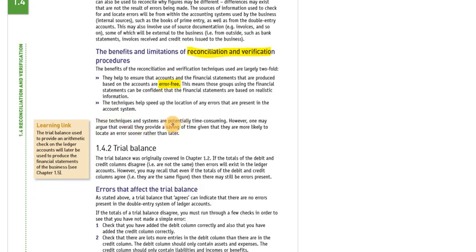These techniques are potentially time consuming. However, one may argue that overall they provide a saving of time, given that they are more likely to locate an error sooner rather than later. So it will be a time-taking procedure to trace all the accounting ledgers, but in the end there are some techniques which an accountant should use to verify whether any error exists in the accounts or not.